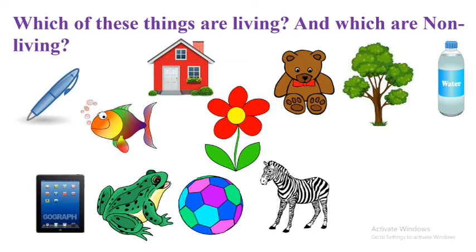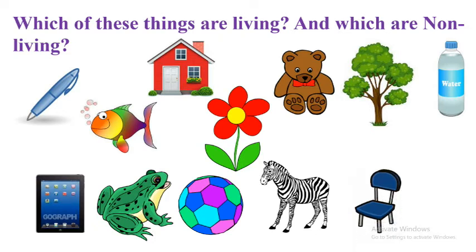Zebra. Is a zebra a living thing or not? Yes, it's a living thing. A zebra can move, grow, and reproduce. That's why a zebra is a living thing.